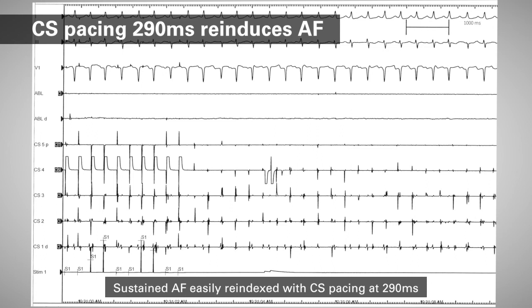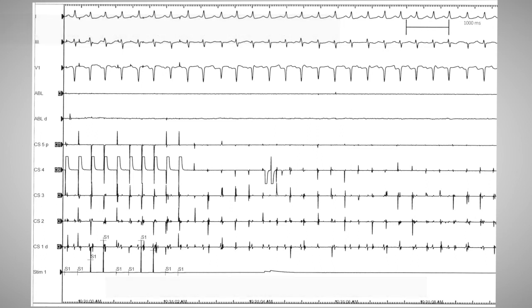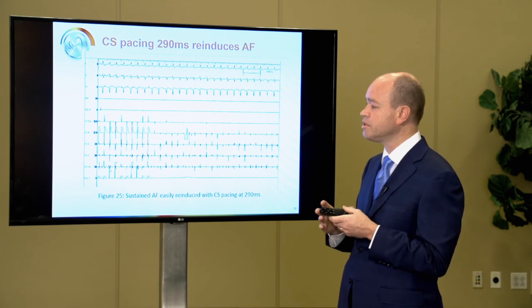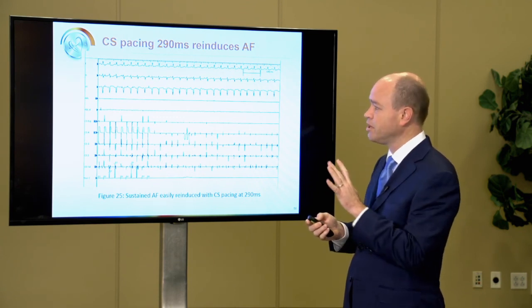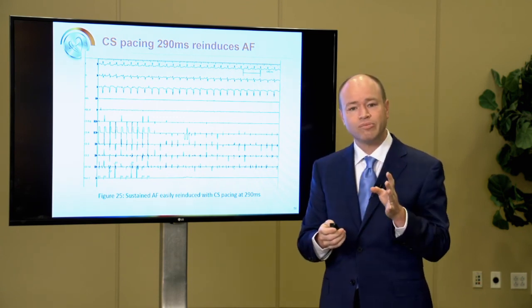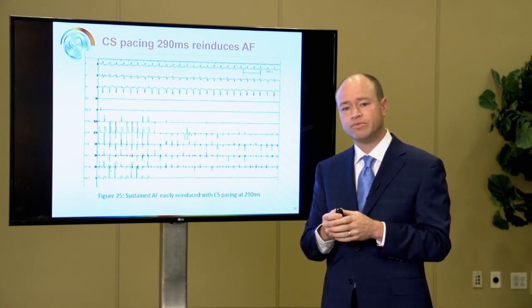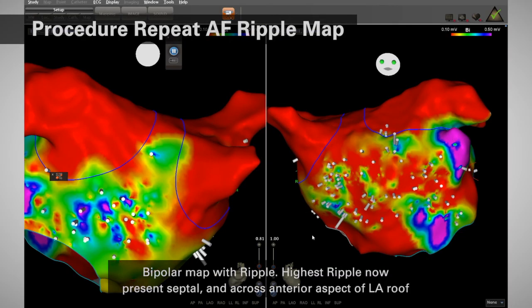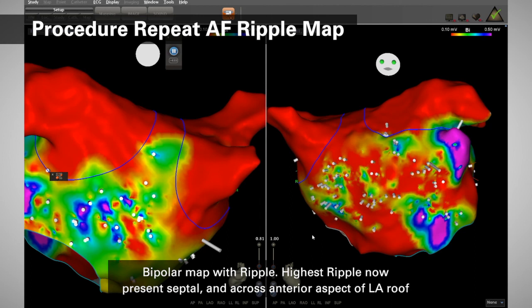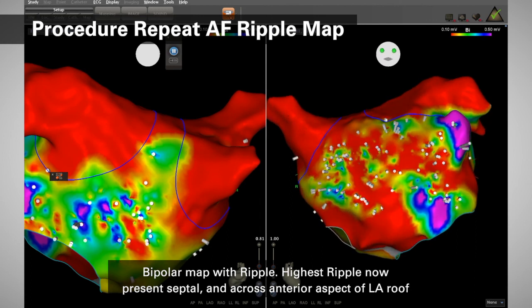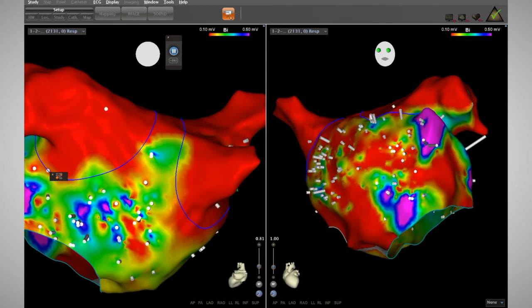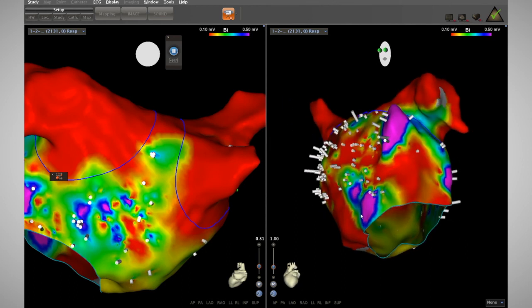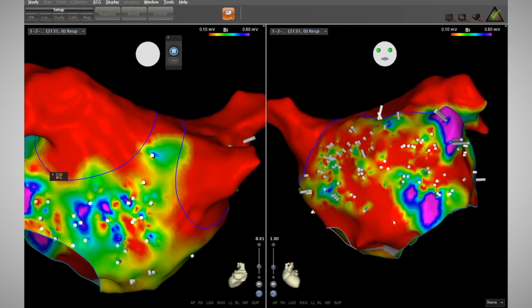Unfortunately, with basic coronary sinus pacing at 290 milliseconds, sustained atrial fibrillation was easily reinduced, and this is an indicator for higher chance of recurrence of atrial fibrillation. So seeing that, I proceeded to remap this atrial fibrillation with ripple, and that is shown here. And now clearly we can see very slow rippling across the entire posterior and floor of the left atrium. In comparison, we see much faster rippling across the septum and anterior left atrium.